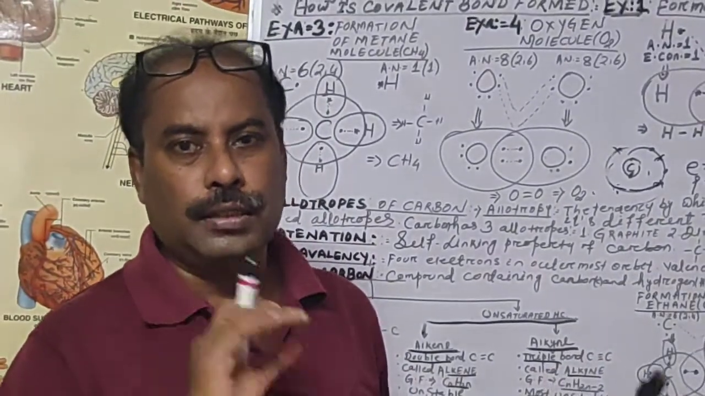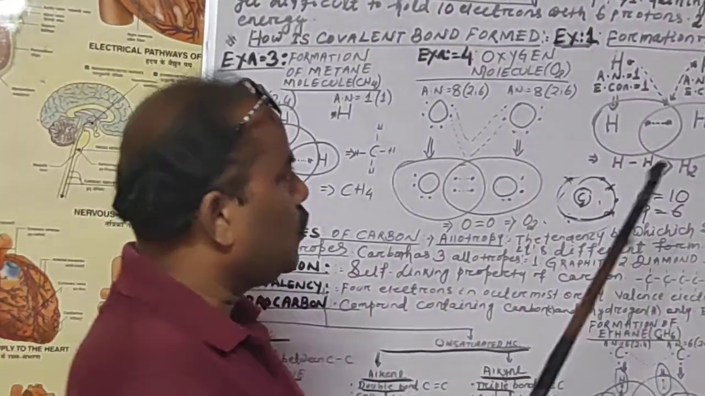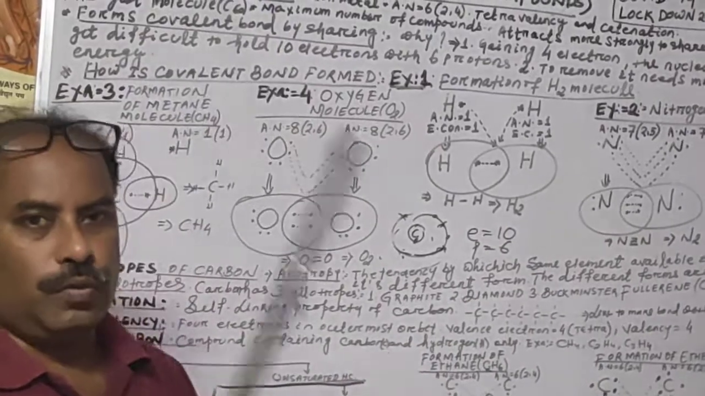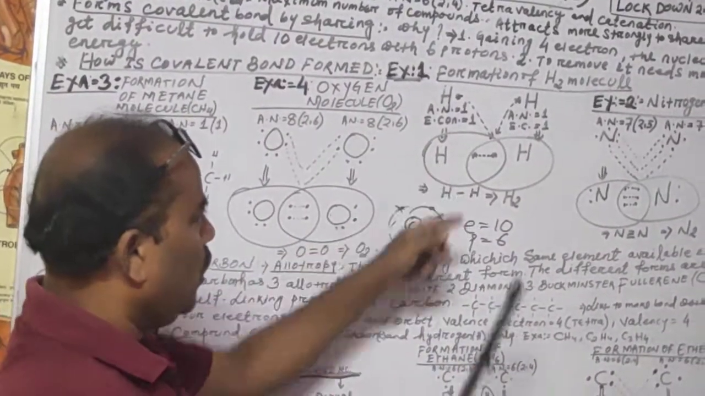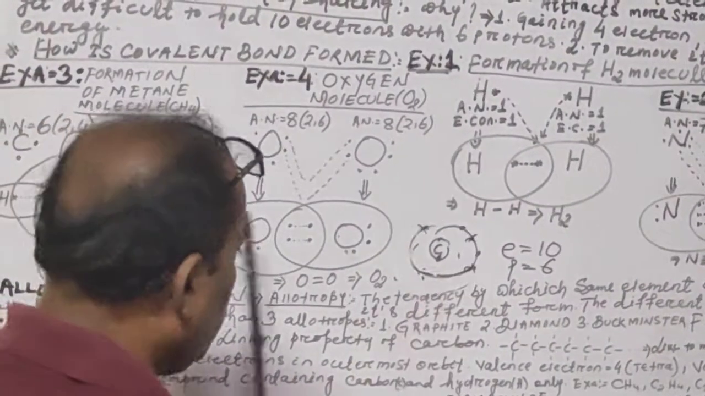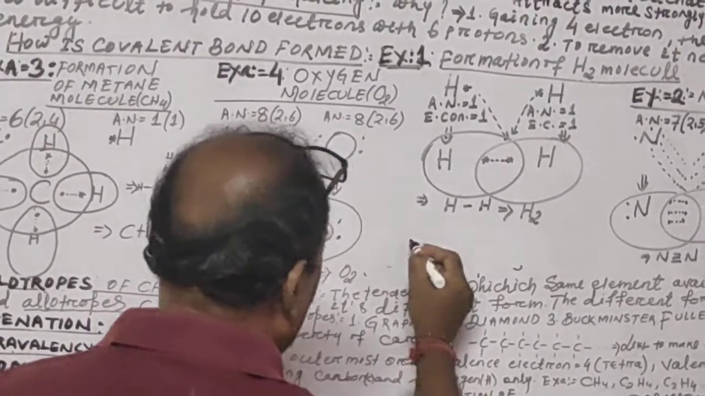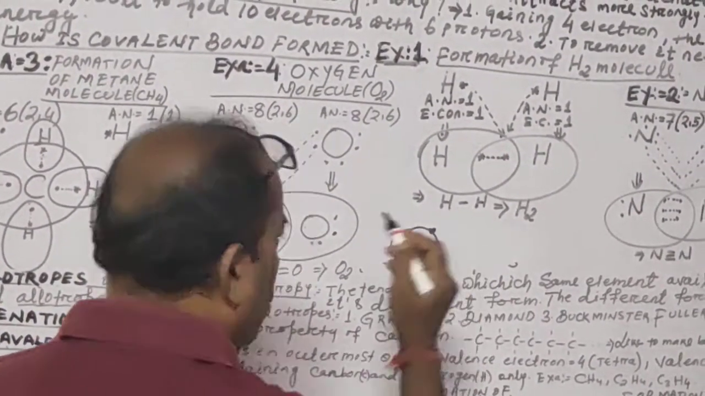We never get H in atomic form. So it is a diatomic element, and it is available in H2 form. Let us see how it makes H2. Now you see hydrogen, the symbol is H. Suppose this is the hydrogen. Hydrogen has only one electron and only one orbit.